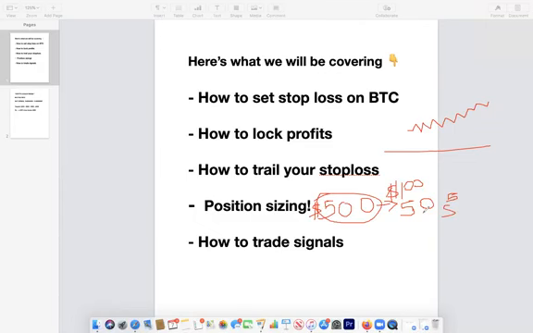So, how to trade signals. Now, pay attention, please, so that you will not be asking me this question every time. So now, how to trade signals.